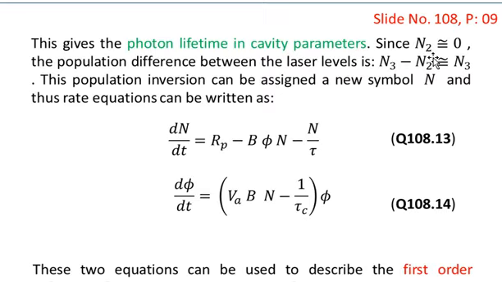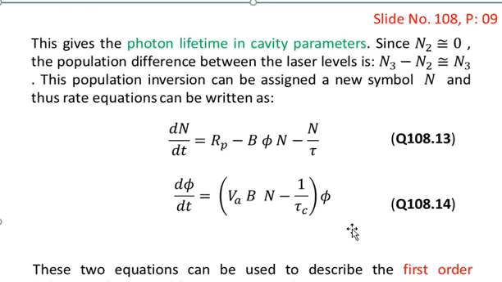Since the population in level 2 of the 4-level laser system can be assumed to be zero, the population difference between the laser levels, that is n3 minus n2, can be approximated to be equal to n3, because the population of n2 can be assumed to be zero. This population inversion can be assigned a new symbol capital N, and thus the rate equations can be written as.